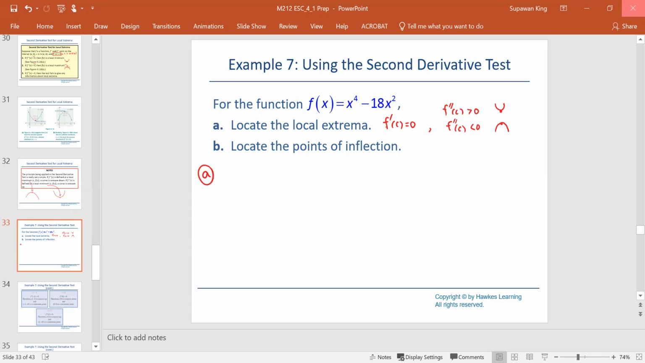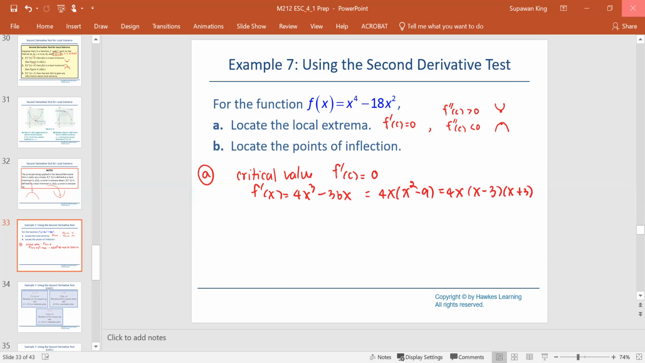Let's get started with part A. Find the critical value. f prime at C equals 0. So f prime of x equals 4x to the third minus 36x. Factor the 4 and x out. We have x squared minus 9. Factor more to get 4x times (x minus 3) times (x plus 3). Now we get three critical values: x equals 0, x equals 3, and x equals negative 3.